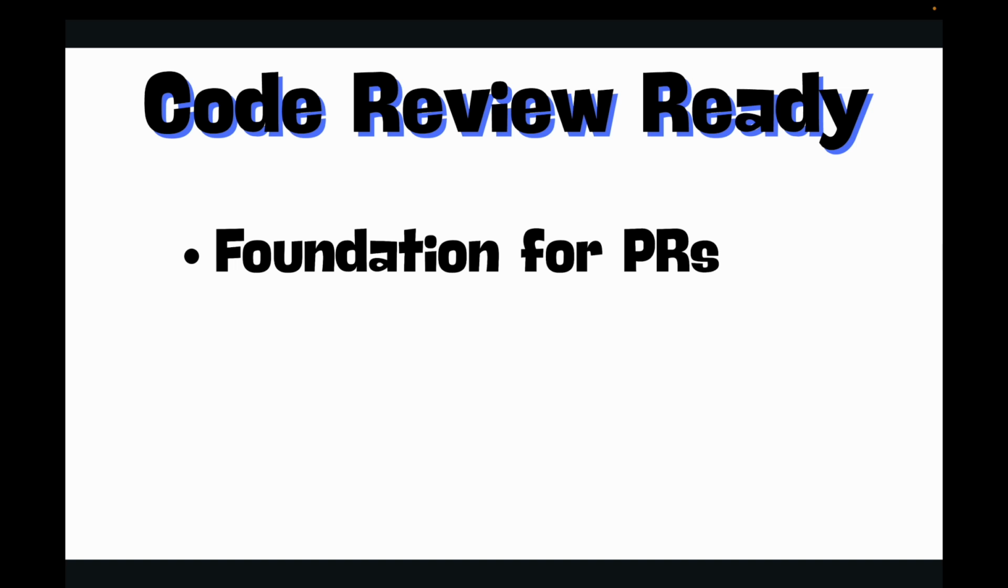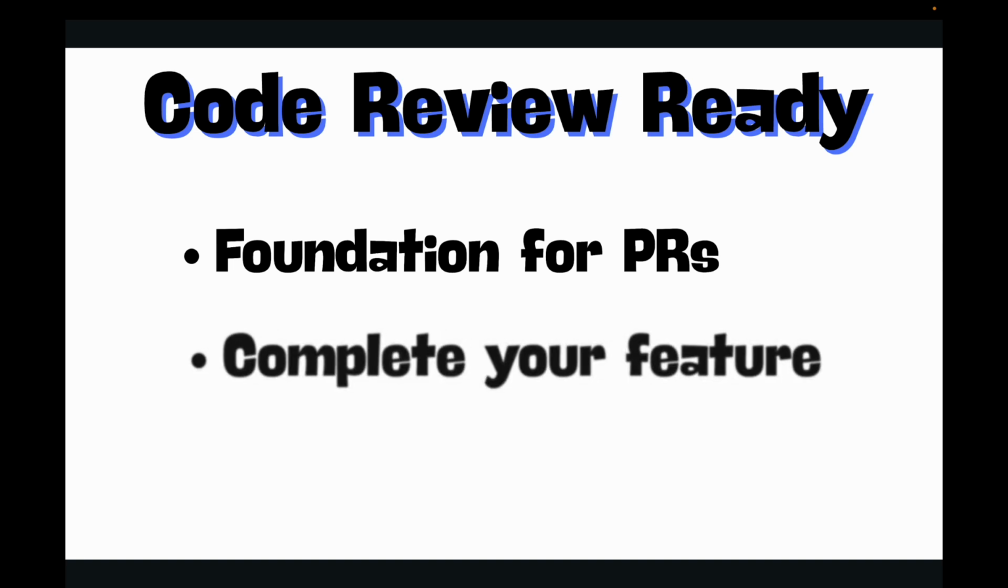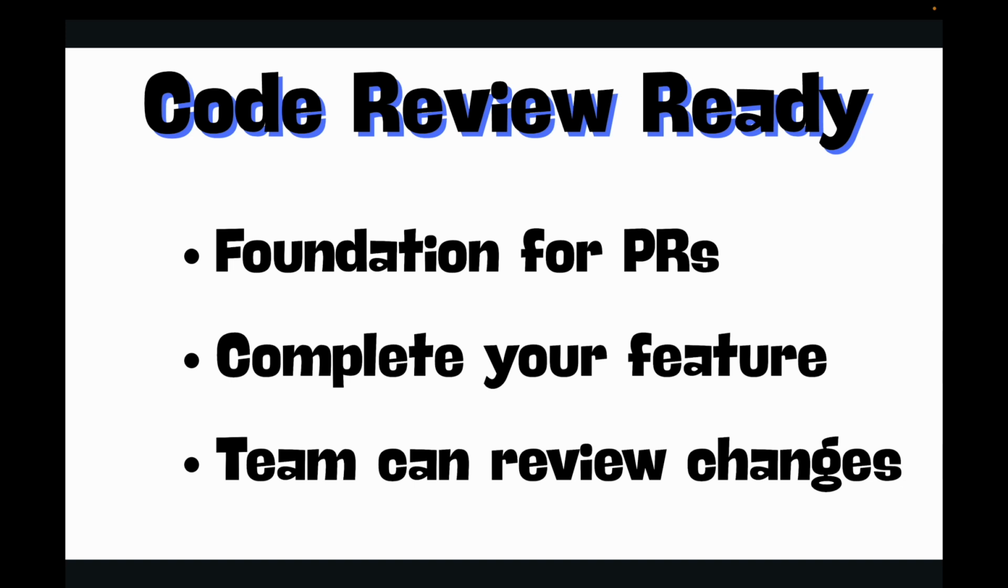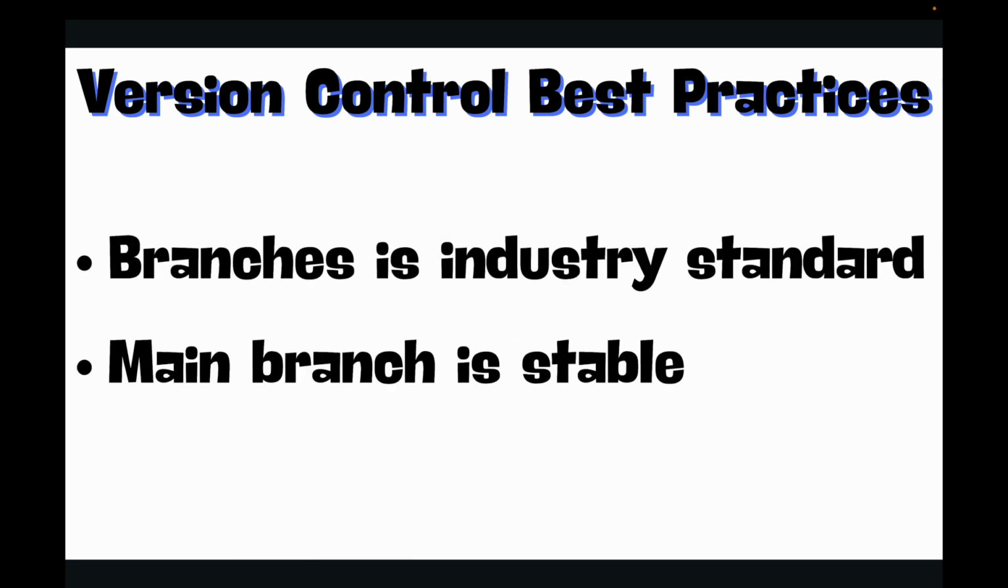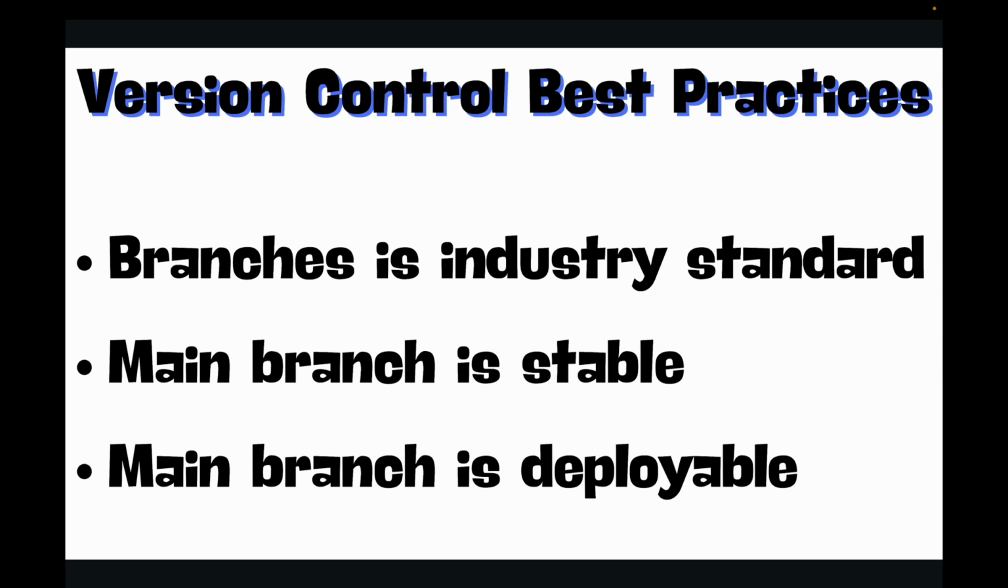Then you have code review readiness. Branches are the foundation for pull requests on GitHub. We will cover this soon. You complete a feature on your branch, open a pull request, and your team can review only the changes on your branch before it gets merged into the main branch. And then you have version control best practices. Using branches is the industry standard. It keeps your main branch stable, deployable, and always in a working state. So if the main is deployable, you can push new features with confidence.